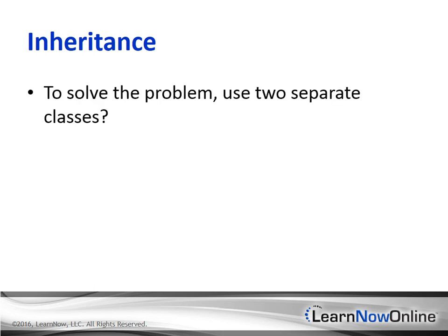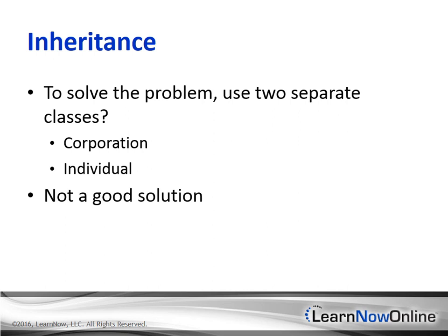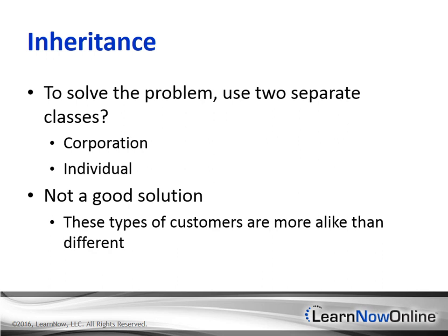To account for the differences between the two types of customers, you could create a corporation class and an individual class. They would share a number of properties and methods. Each would also include properties and methods that are unique to that particular type of customer that they represent. But having two completely different customer objects, corporation and individual, really is not a good solution. A corporate customer and an individual customer are much more likely to be alike than they are different. They have more features that are similar than are different. And so the two classes would share most of their properties and methods.